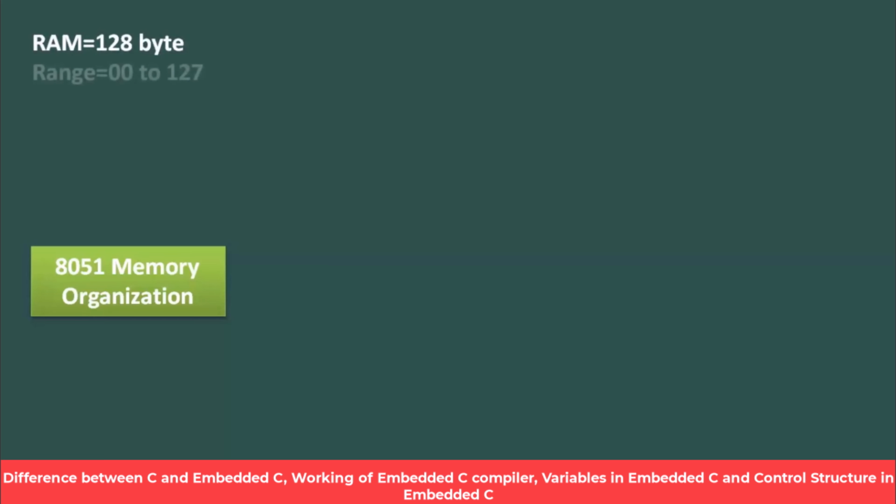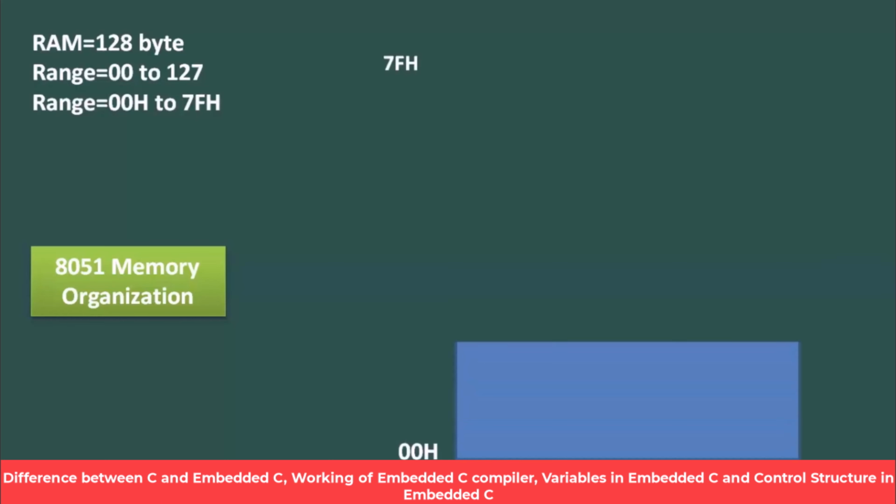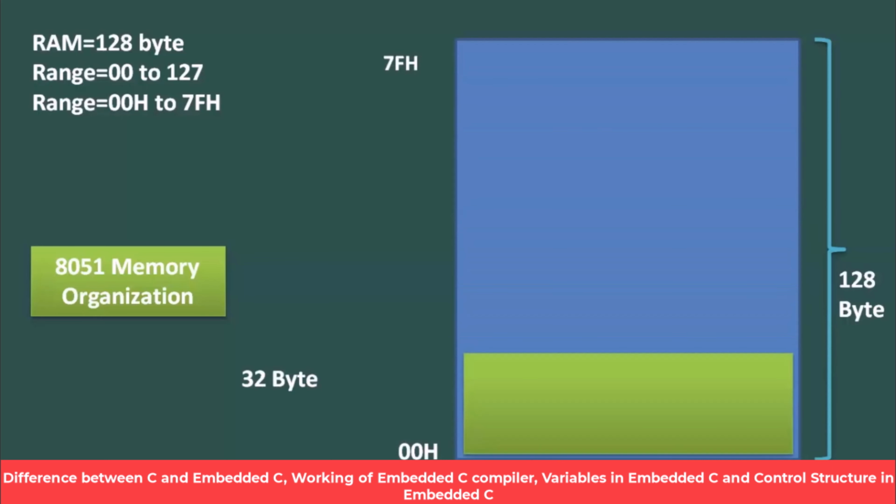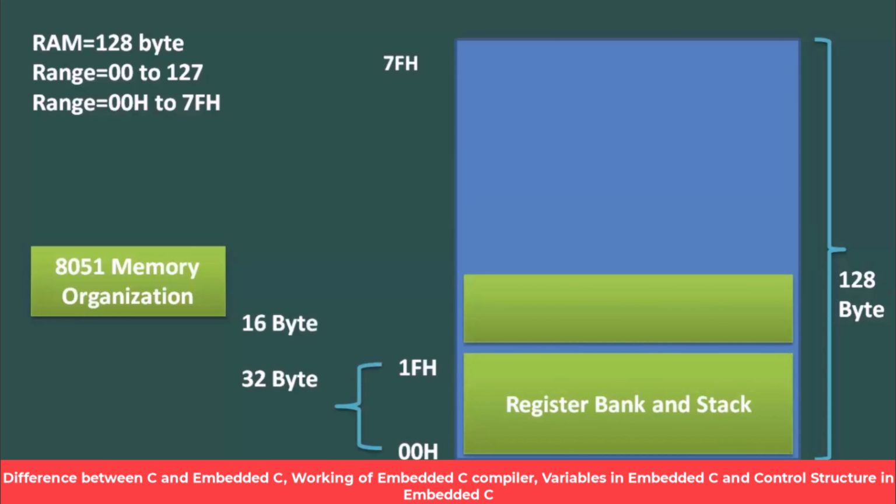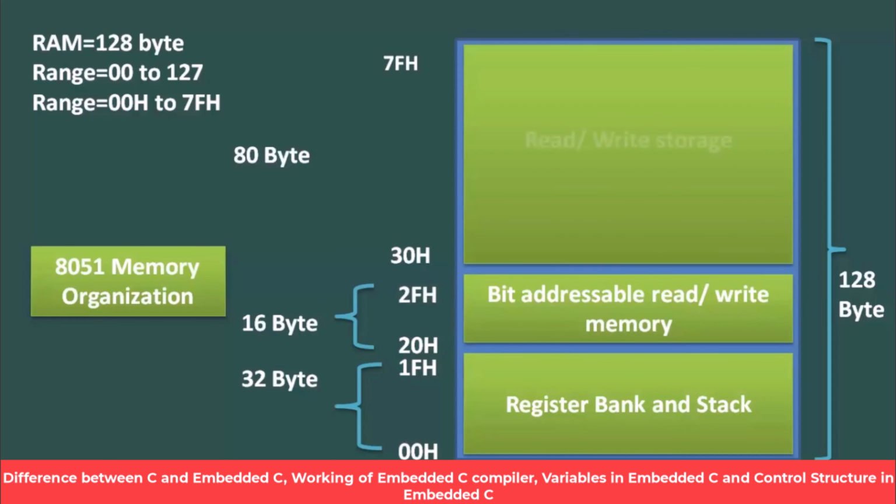Let's quickly see the memory organization of the 8051 microcontroller, just to get an idea what RAM is and how the variables are stored in RAM. The 8051 microcontroller contains 128 bytes of RAM, ranging from 00H to 7FH. The first 32 bytes are reserved for register banks and stack. Then the next 16 bytes are reserved for bit addressable read-write memory. And then 80 bytes from 30H to 7FH are reserved for read-write storage, also called scratchpad.